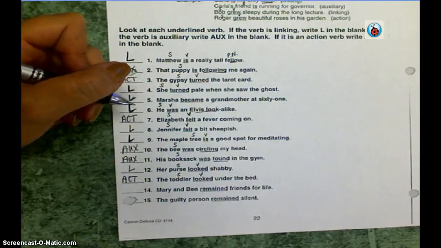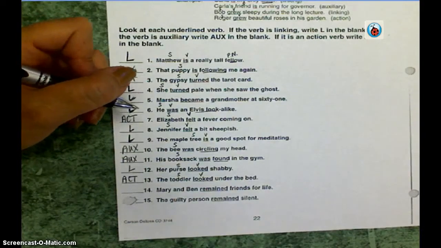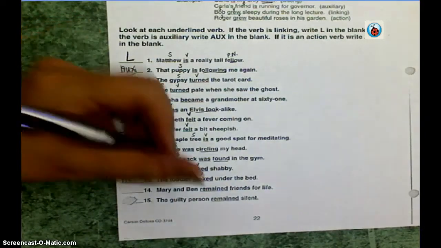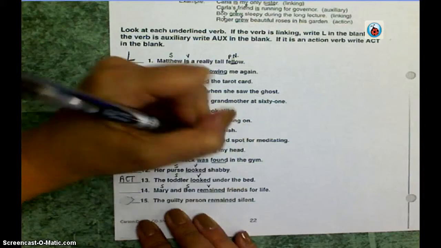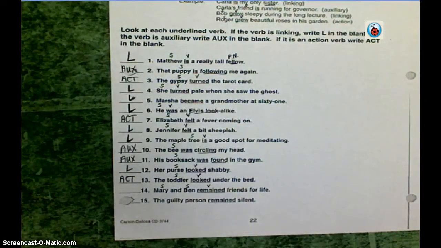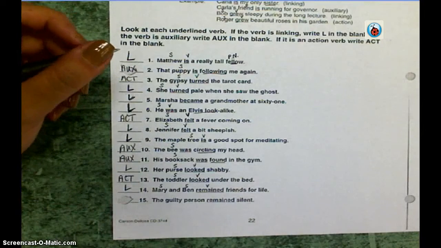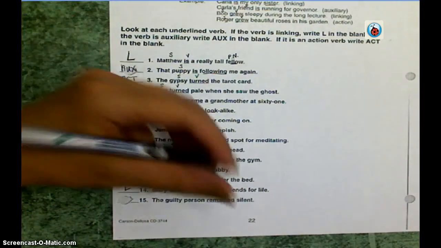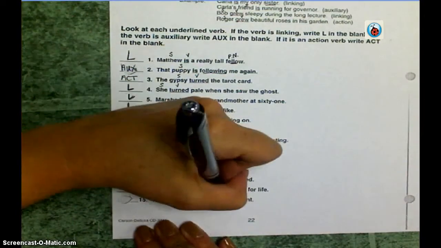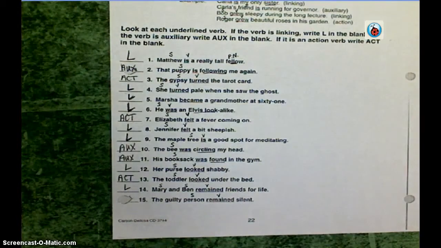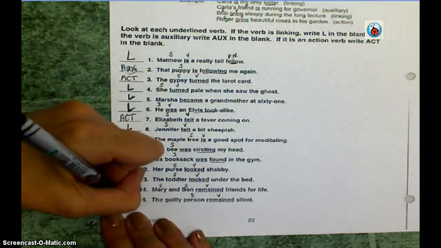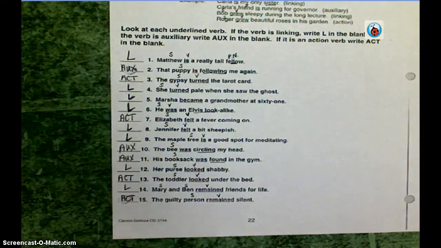Okay. Mary and Ben remained friends for life. Who or what did it? Mary and Ben. What did they do? They remained. Did they do anything to remain friends? Probably, but is that what we're looking for? No. So it's a link. The guilty person remained silent. Person, who or what did it? Person. What did he do? He remained. Remained what? Silent. It was his choice not to have the action of speaking. Okay? So in this case, it is an action.